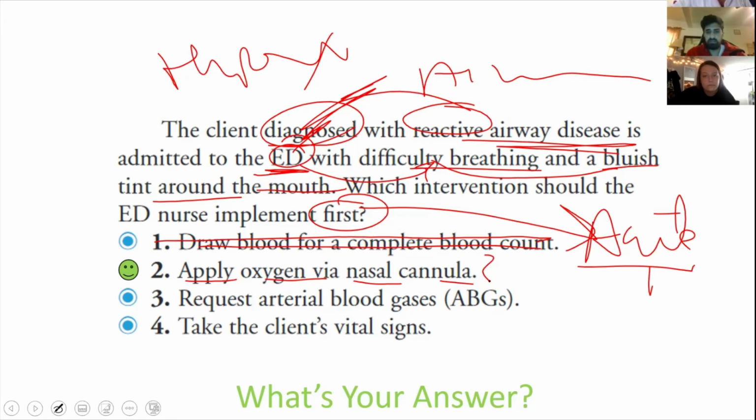I'll move on. Request an ABG. I'm not sure about that because I have nothing other than this patient like this. So no, that doesn't change the patient. Okay. And then take the client's vital signs. Okay. That also doesn't seem like a bad deal. All right. So let's run the scenario.